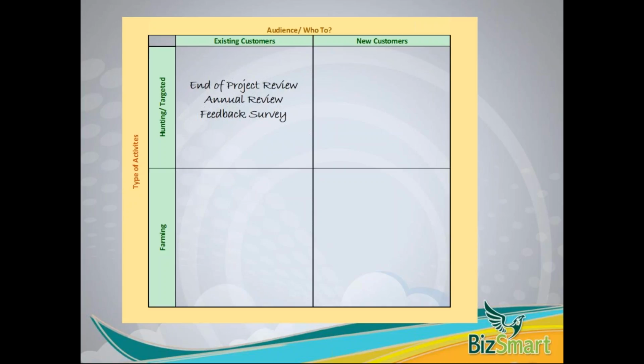You might want to build in feedback surveys. They can be a great way of just keeping in touch, but specifically with an individual customer. So there's just 3 sort of ideas that you might want to do that we could call hunting activities to your existing customers. But as I say, if you go through this exercise, you'll probably come up with some great ideas that are much more relevant to your specific business.